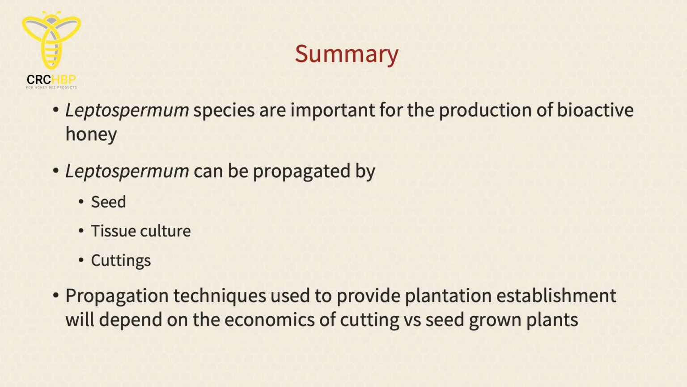In summary, Leptospermum is an important genus for bioactive honey production. It can be propagated from either seed or clonally. Given the right environment, Leptospermum continentale and scoparium are readily propagated from cuttings. Leptospermum scoparium can also be successfully cloned from wild populations. The economics of plantation establishment using seeds or cuttings needs further research. The economics will depend on the benefits gained from clonal plants compared to seedling-grown plants.